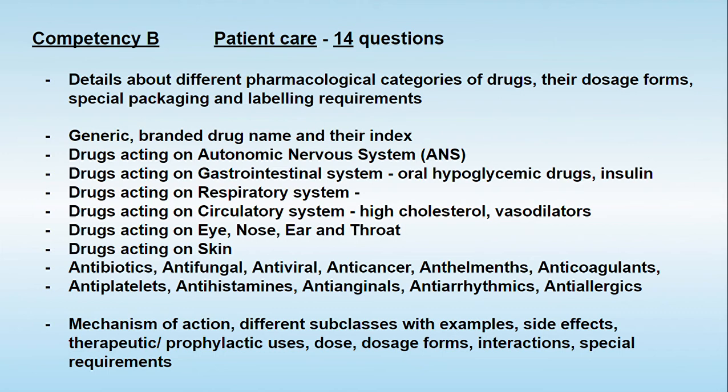I have given a list of some of the drug categories: drugs acting on the autonomic nervous system, drugs acting on the GI system, oral hypoglycemic agents, insulin, drugs acting on the respiratory system like anti-asthmatics, drugs acting on the circulatory system, used in treatment of high cholesterol, vasodilators, drugs acting on the eyes, nose, ear and throat, drugs acting on the skin, besides antibiotics, antifungals, antivirals, anti-cancer drugs, anthelmintics, anticoagulants, antiplatelets, antihistamines, anti-anginals, anti-arrhythmics and anti-allergic drugs.